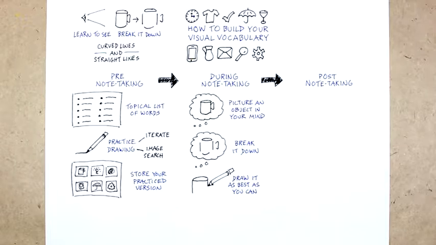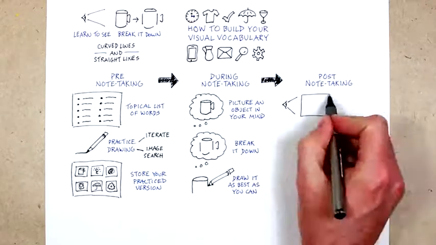You could even add a constraint to your note-taking process that you won't draw anything that you haven't drawn before. You could always just write the word for that thing and leave some blank space so that you can tackle the drawing part later. That brings us to the post-note-taking stage.